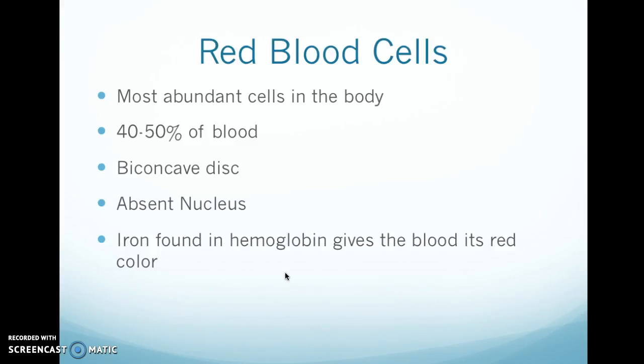And then just some functions of the red blood cells. They transport oxygen from the lungs to the cells of the body, and then they can pick up carbon dioxide from other tissues and unload it in the lungs.